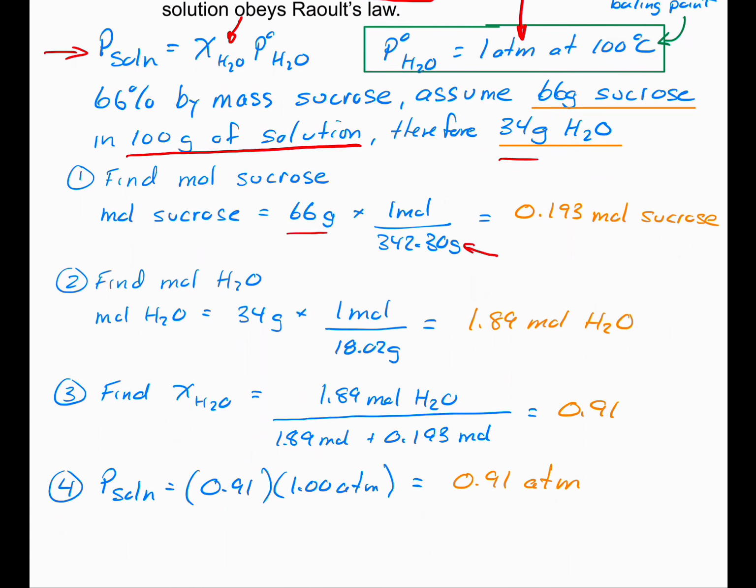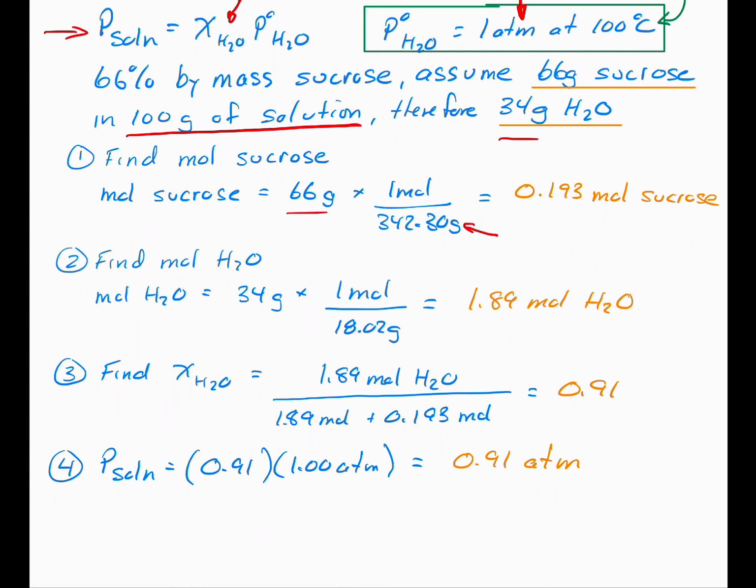Now step 2, we need to find the moles of water, right? So to find the moles of water, we have 34 grams, and the molar mass of water is 18 grams per mole. Oxygen's about 16, hydrogen's about 1, and there's 2 of them, so that's about 18 grams. Then if we figure out the moles of water, we end up with 1.89 moles of water.